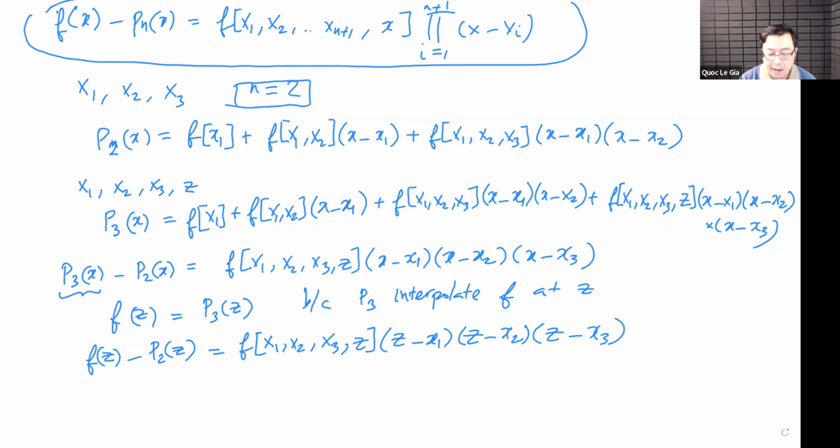Because now z is a dummy variable, right? Z is a dummy variable. So you can relabel z by x. So then you get exactly the formula in the beginning. So this one is just we relabel z by x.